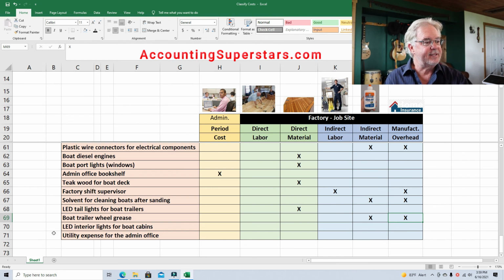There we go. LED interior lights for boat cabins. So these, depending on the boat, could be cheap or expensive, but I'm sure that they would always consider that a direct material. Utility expense for the administrative office, that is a period cost.